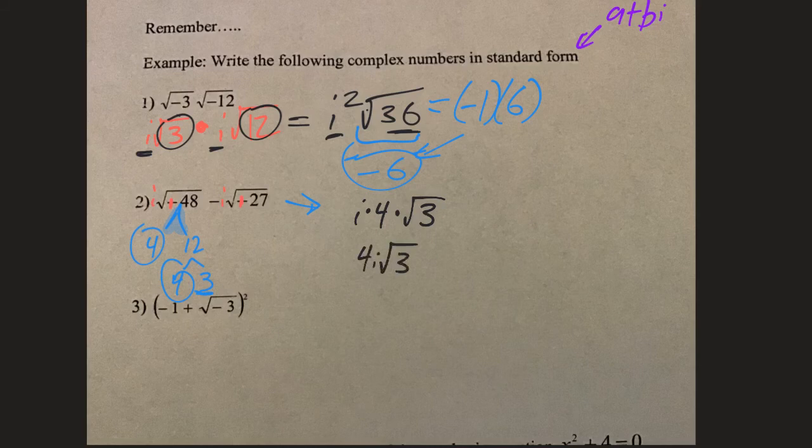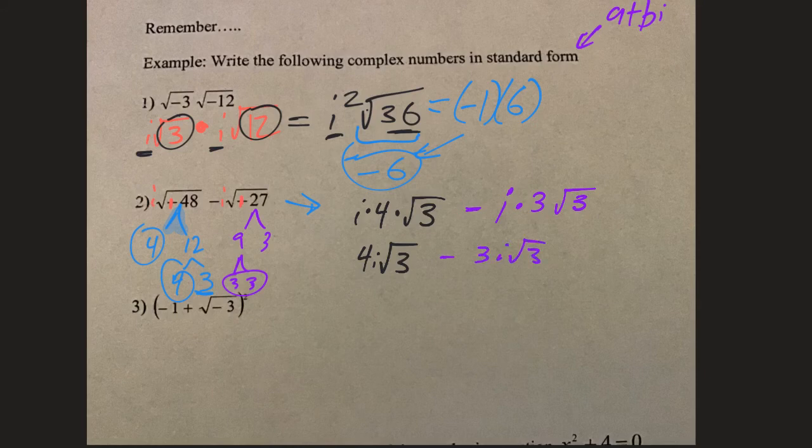Okay, let's do 27 as well. We're going to break the 27 down the same way. So 27 is 9 and 3, which could be 3 and 3. And I'm like, wait, I see a pair of 3s. Now notice that third 3 is going to have to go back inside. All right, so minus i times 3 square root 3. Okay, broken down radical. So here we go, minus 3i root 3.